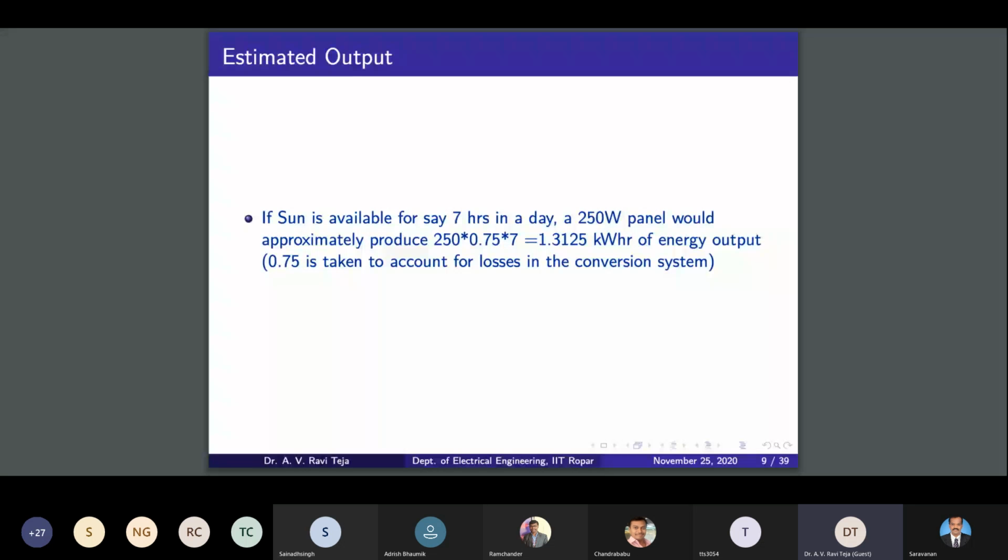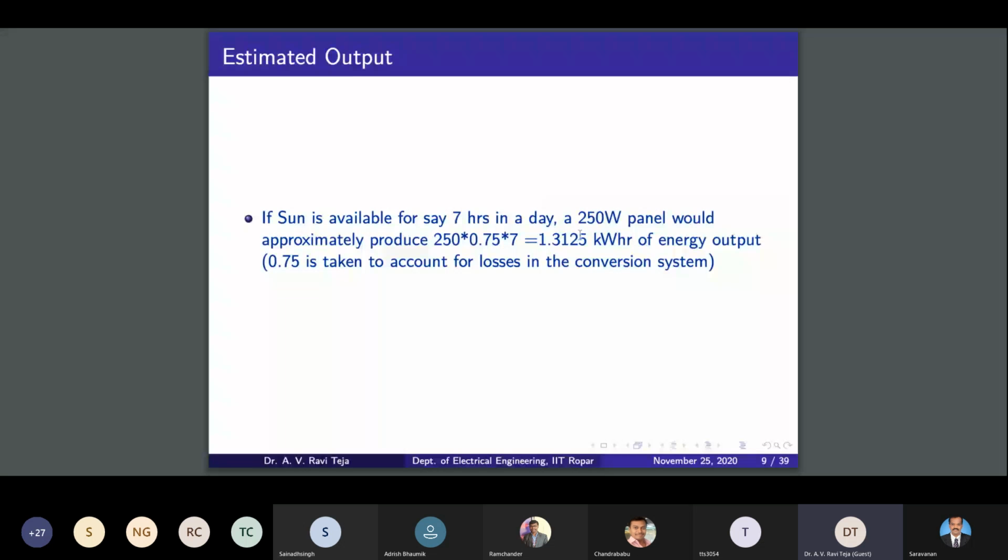Right, and in that location you will place your panel facing south in India, and the angle of tilt you will decide based on the latitude and longitude. And after placing the panel, you will get approximately this much amount of energy in a day.